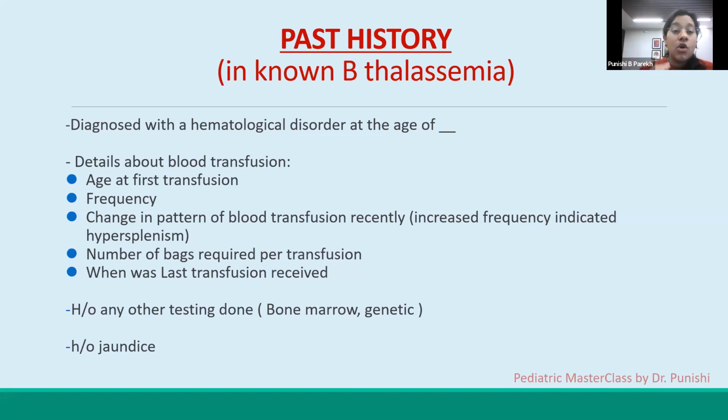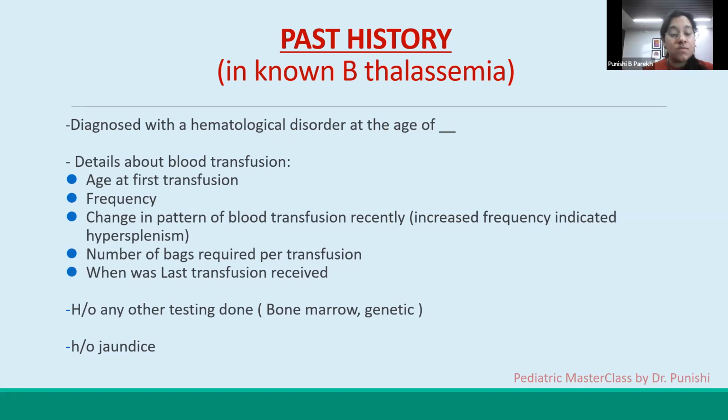Sorry. And along with that, when you're talking about a known beta thalassemia, the next few set of questions becomes very important because the mainstay of treatment in beta thalassemia is your repeated regular blood transfusions. Okay, so then you start asking details about blood transfusion: at what age was the child first transfused? What is the frequency of transfusion?